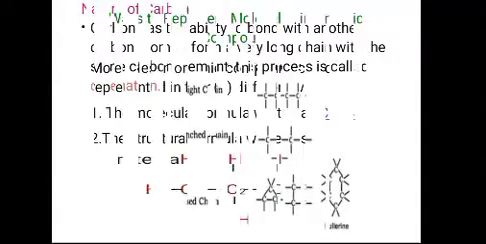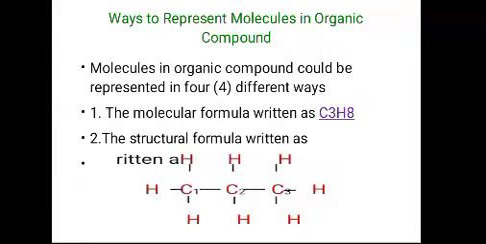Now, in the representation of these compounds, there are different ways to represent these molecules in organic chemistry. The first is using the molecular formula. Here, the number of each element is indicated with a number. In this case, we have C3H8. That is to tell you that we have 3 carbons here, and we have 8 hydrogens attached to those 3 carbons.